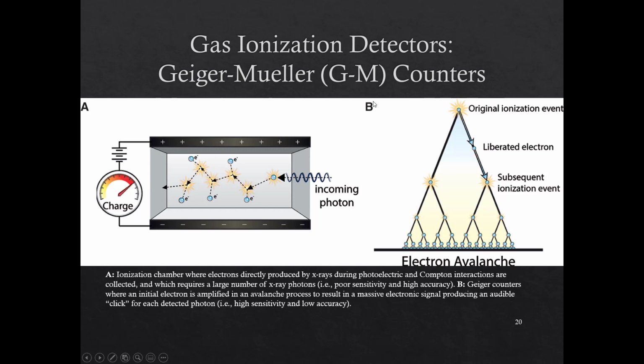What you see on the left-hand side is that you get poor sensitivity, but very high accuracy. So you know that the charge that's being read out is going to really tell you something about the number of ionizations that were actually within that volume.